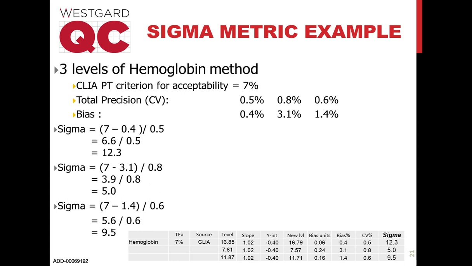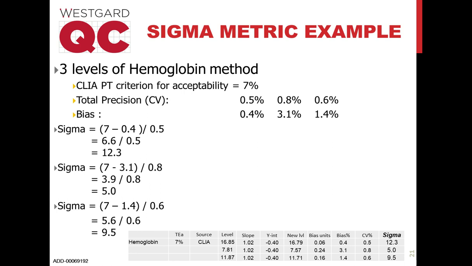The next performance is at the low end of the range. It's 7 minus the bias of 3.1 divided by an imprecision of less than 1, or about 0.8. Again, that's a good result, we have a 5 sigma performance at that low end. And then in the middle, we have 7 minus the bias of 1.4 divided by an imprecision of 0.6. It's better than 6 sigma. So here you see at the extreme ends of the range, at the normal and the high end, we have better than 6 sigma performance. At the lower end, we have 5 sigma performance.